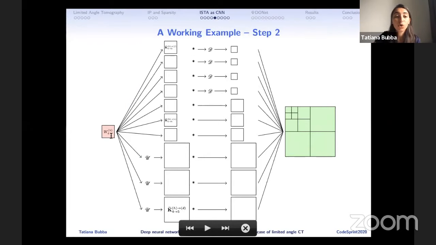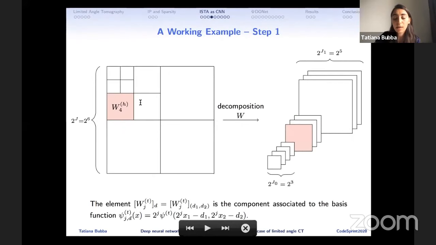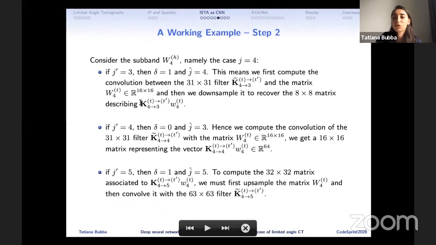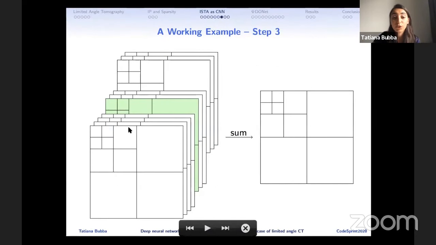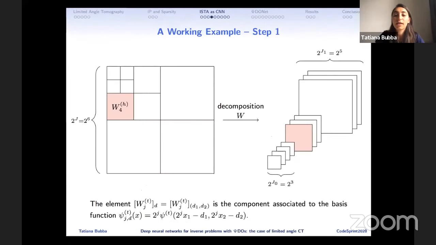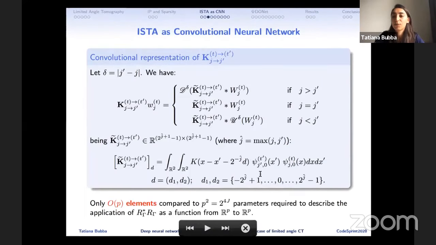And once we do this convolution for all these subbands, here there is a description of how to do this, and I wrote it mainly for you to read later if you take the slides. You get many of these coefficients, which we then sum up together, and we get our version of the coefficient convolved with our filters. And this operation here is exactly what this formula is saying here. Okay, so this explains how to apply the normal operator of the limited angle transform when you do this operation in the wavelet basis. Good.